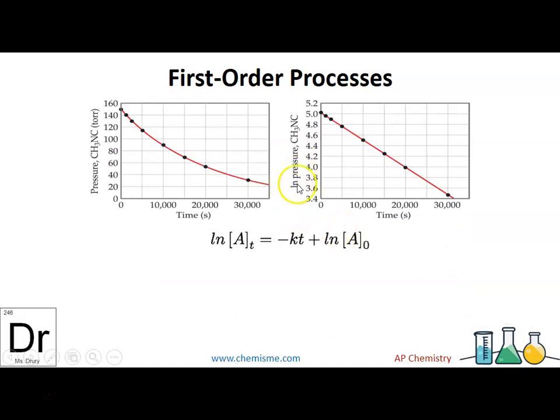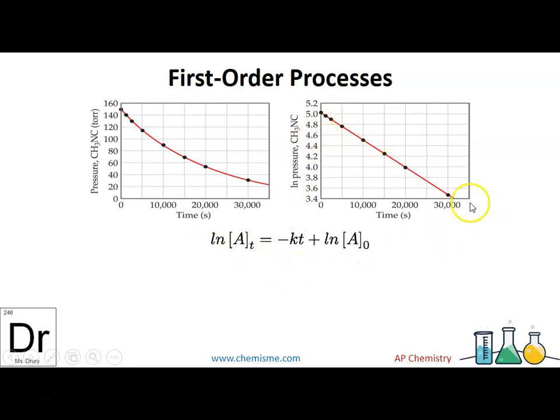If I actually graph the natural log of it according to this equation, I can get a nice straight line instead of just the regular pressure. I'm taking the natural log. And that means that this is definitely a first order reaction, because anytime you take a natural log of the concentration or pressure and it comes out straight, it's a first order reaction.